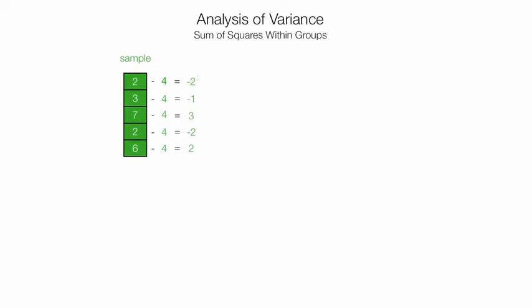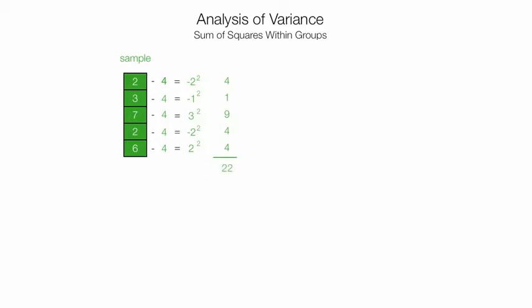So now I take -2 and square it, which is equal to 4. -1 squared is equal to 1. 3 squared is 9. -2 squared is 4. And 2 squared is 4. Now I sum all these up, and the sum is equal to 22.